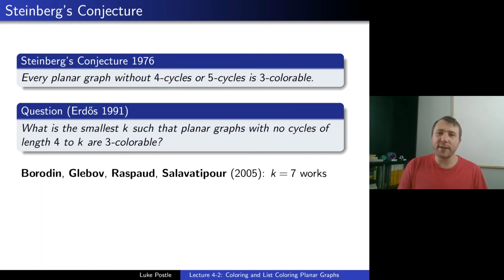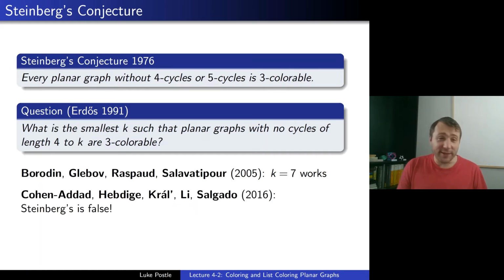And maybe that shouldn't be surprising, because as it turned out, by a 2016 result, Steinberg's conjecture is false. Cohen-Addad, Hebdige, Král', Li, and Salgado constructed a counterexample. They made little gadgets and combined them to show that you cannot actually get a 3-coloring while not having 4 or 5 cycles. So this was a big blow. This conjecture stood for 40 years, and if you ask various people, most thought it was true. It even had stronger, harder conjectures, saying, for example, every planar graph without 4 cycles, or without adjacent triangles and 5 cycles, is 3-colorable. And those harder conjectures are now also false.